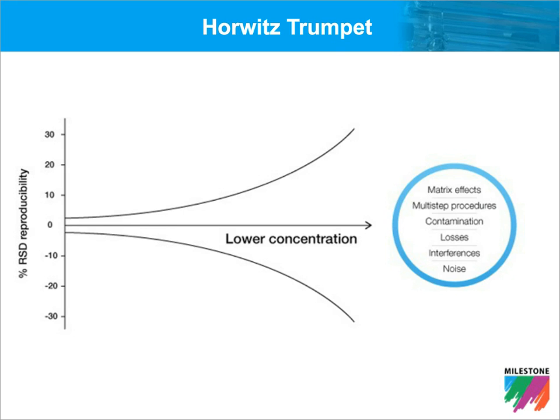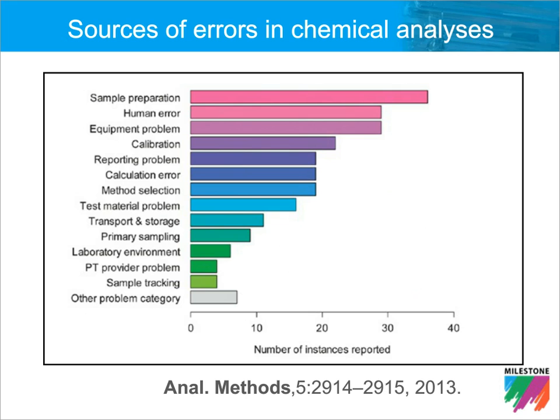In a recent paper describing an interlaboratory study, most participants have mentioned that they had difficulties with sample preparation, and this step was the major source of errors, as we can see in this figure.